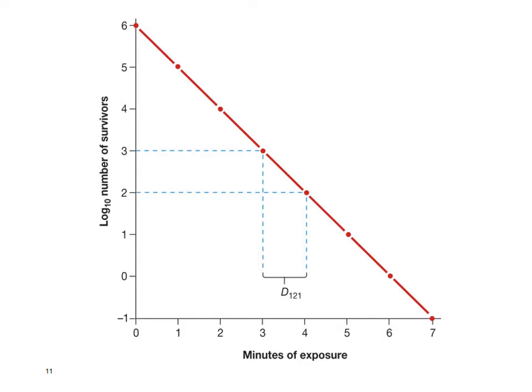The same data is shown here as an exponential plot of the survivors, which you can see on the y-axis, versus the minutes of exposure to heating at 121 degrees Celsius. So the minutes of exposure you can see on the x-axis. In this example, you can see a value called the D value, D121, and the value of the D value here is 1 minute. We'll come back to what the D value means in just a moment.